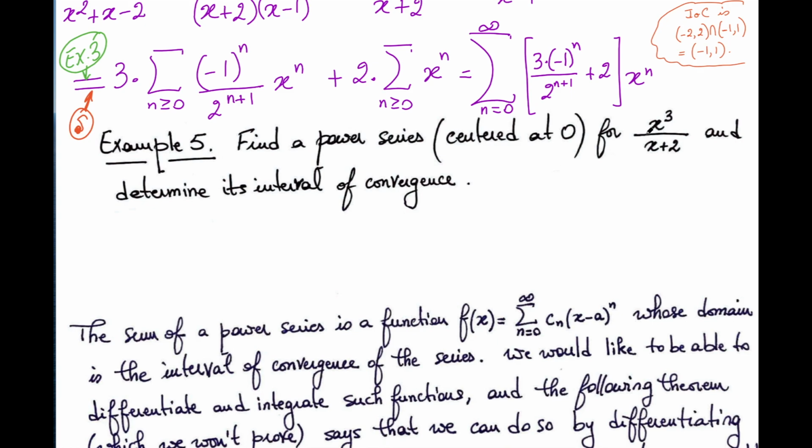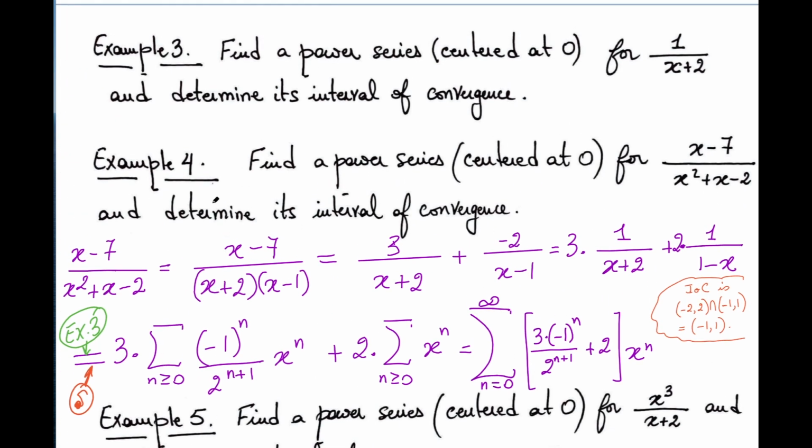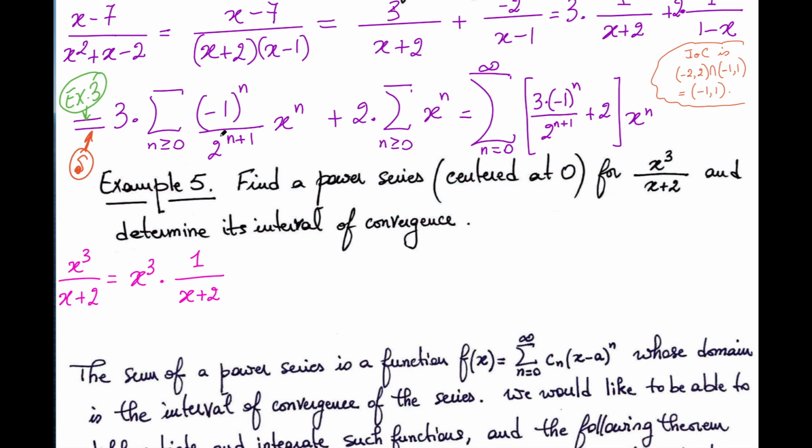Okay, well, that's easier than the previous one. Well, x cubed divided by x plus 2 is the same as x cubed times 1 over x plus 2, right? And by example 3, I know the power series centered at 0 representation of 1 over x plus 2, correct? By example 3, I know what the power series representation centered at 0 of 1 over x plus 2 is. It's technically this guy, right? So I'm going to copy that.